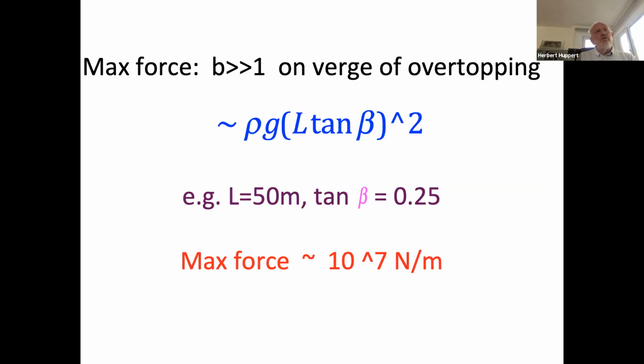Now, what about the force? The maximum force, if b is very large, so it really is a wall, is given by this expression, rho g L tan beta squared, which for a length of wall that's 50 meters, just as an example, and the slope, so that the tan of the slope is 1/4, the maximum force is of the order of 10 to the 7th newtons per meter.